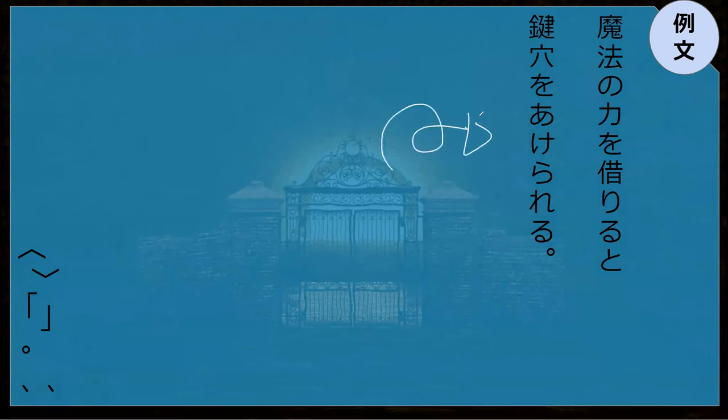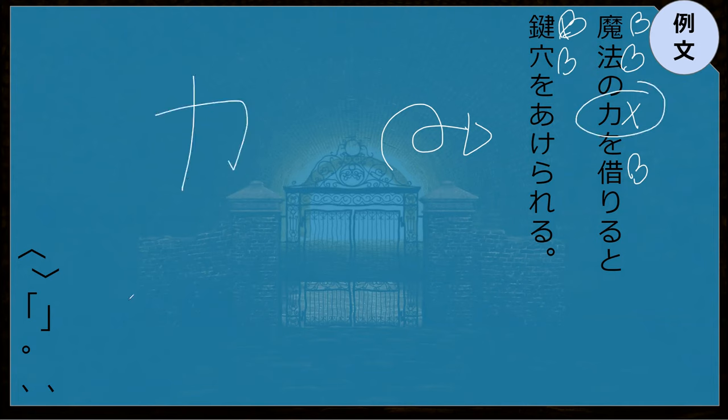Can you read the sentence for me? Maho no ryoku o kariru to kagiana o akerareru. So ryoku is how this character is read when it's married, like with maryoku. Right here, though, it is actually on its own. You know how this power word is read when it's not married? It's chikara. Maho no chikara o kariru to kagiana o akerareru.